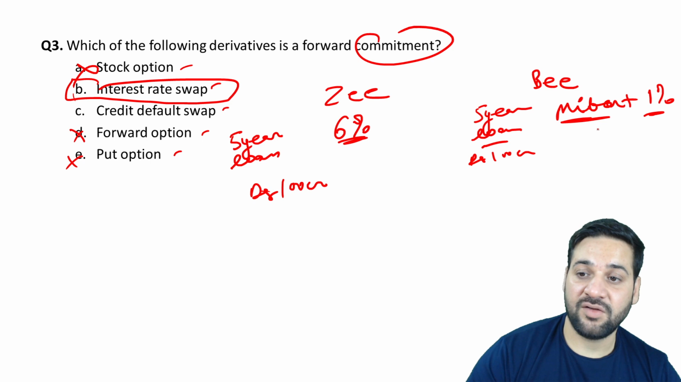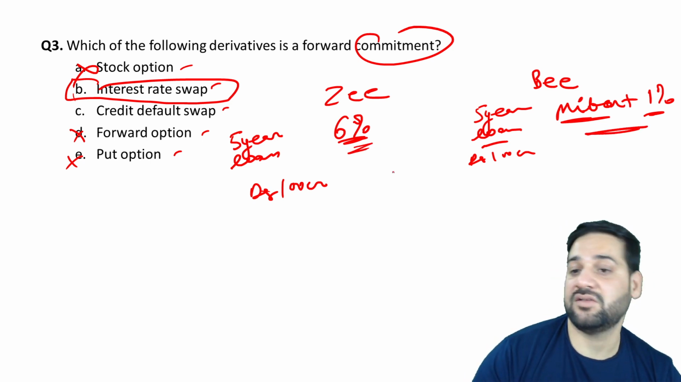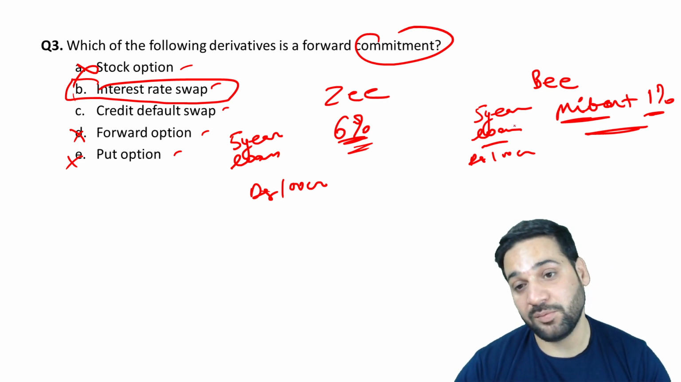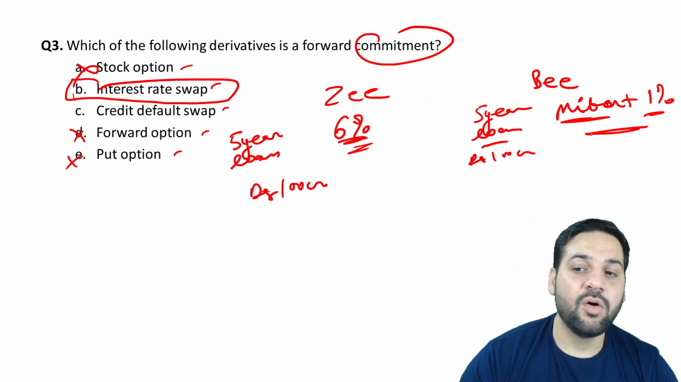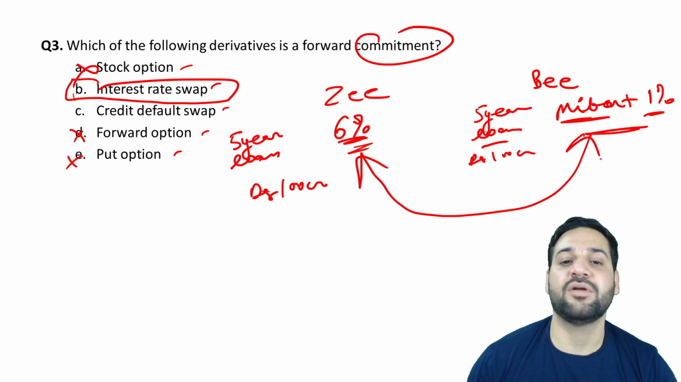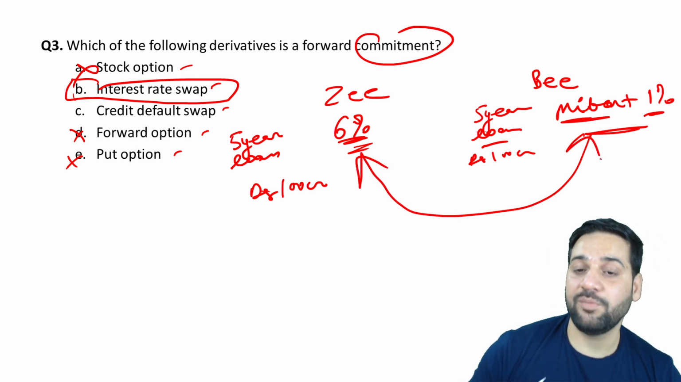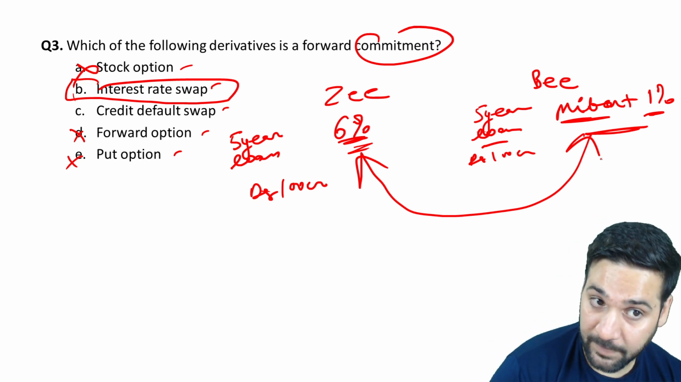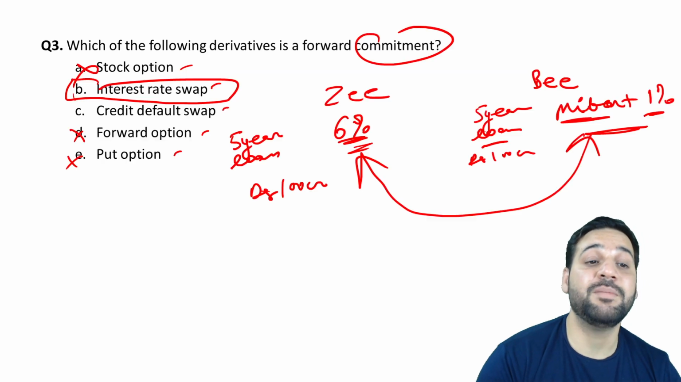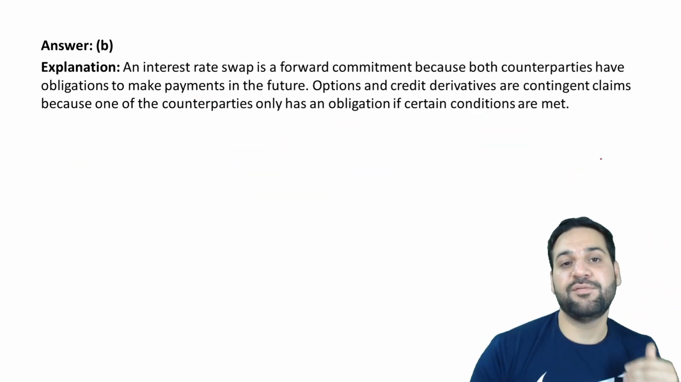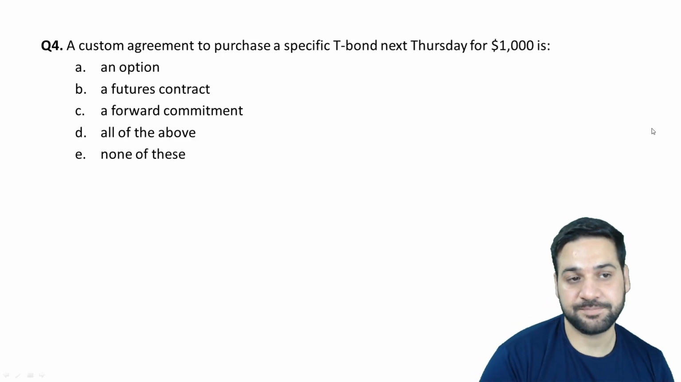B wanted a fixed interest rate, while Z wanted a flexible interest rate. So now there will be an exchange of cash flows from B to Z. That is an interest rate swap. An interest rate swap is a commitment, because there is a commitment of future cash flows.